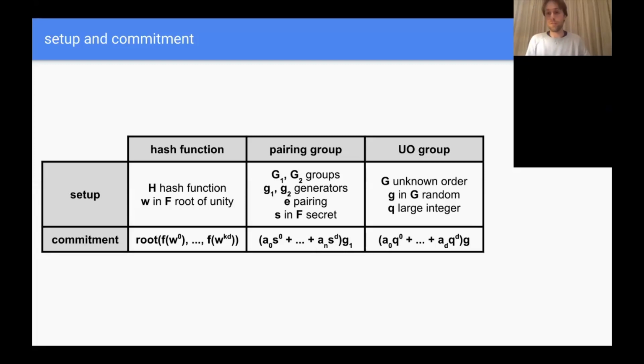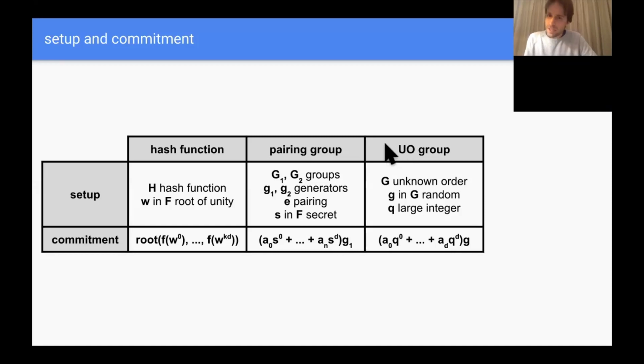Okay, and then we have a very recent construction, which is based on unknown order groups. So that's the UO here. And here what you have is a group of unknown order. So something like an RSA group for which you don't know the factorization of the RSA modulus, right? An RSA modulus is the product of two large primes. Factorization is hard, and in order to know the order of the group, you need to factor to find the two prime factors. So that's one example of an unknown order group. You have a generator g in G, and you have some large integer Q, which we'll talk about. And then this is your commitment.